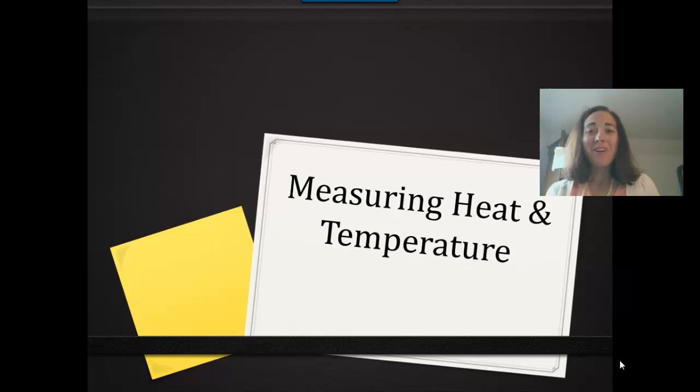I'm Miss Harvey, and today we are going to talk about measuring heat and temperature. Heat and temperature, did you think those were the same thing? Well, let's start out with the definition so you can tell the difference.